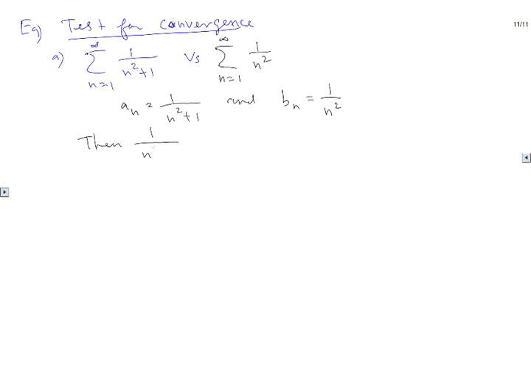1 over n squared plus 1 is less than or equal to 1 over n squared for n greater than or equal to 1, because when you add something to the denominator, that term is smaller. Right? So that's true. But what do you know about the second series? The p series with p equal to 2 is going to converge. So that means the smaller one has to converge.